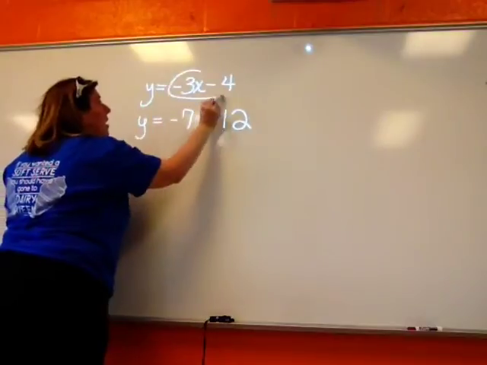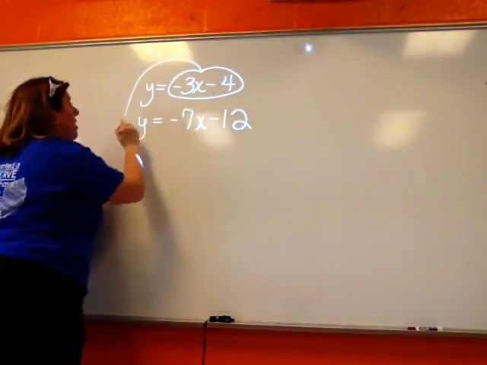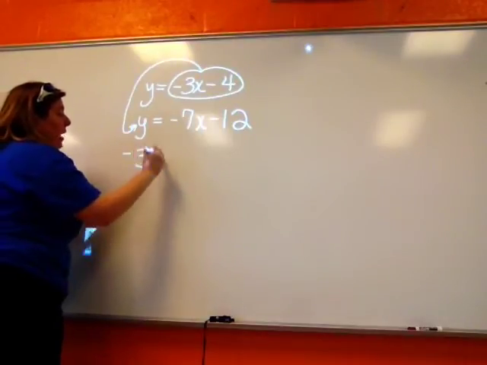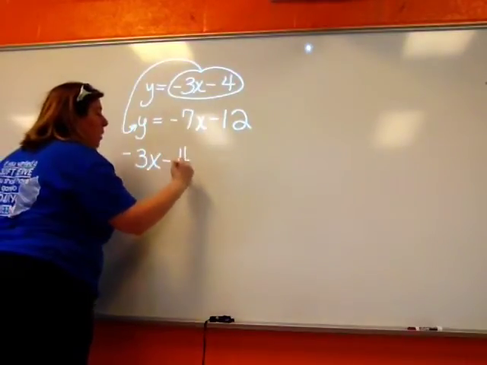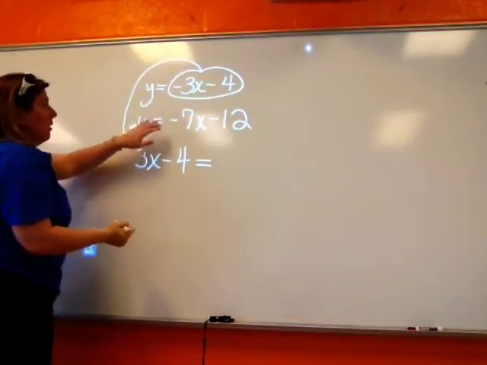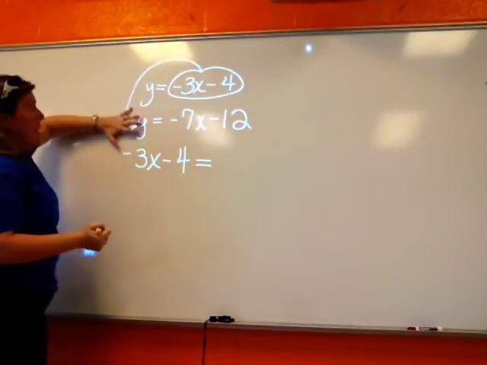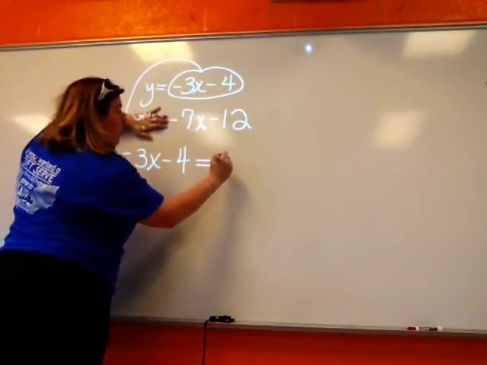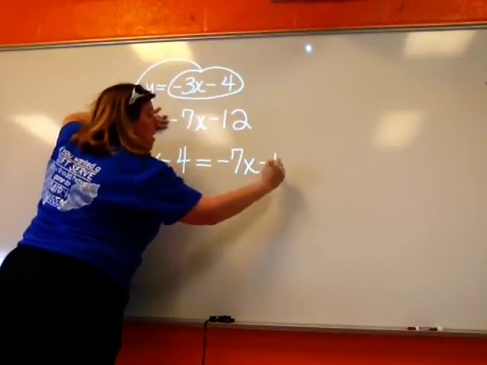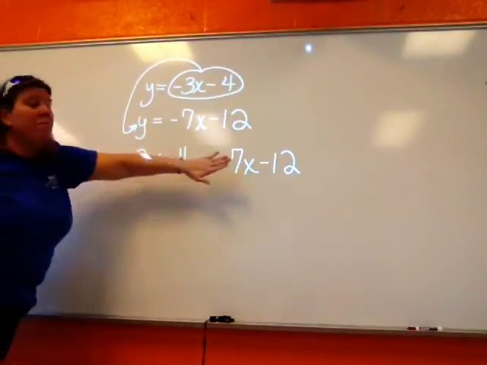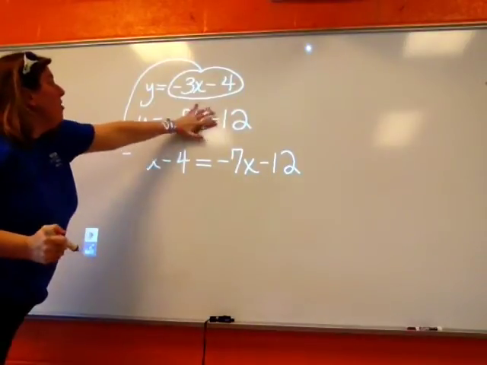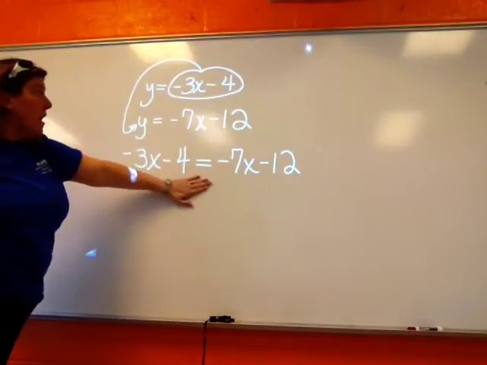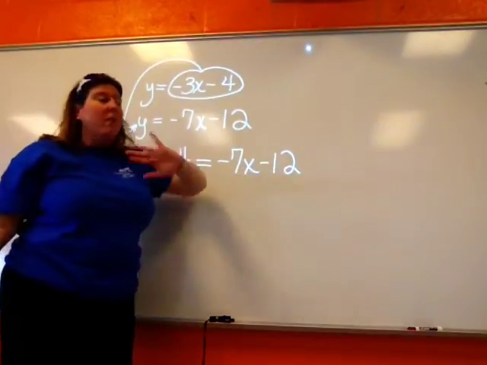So if I'm going to take this and replace it right there, I'm going to have negative 3x minus 4 is now equal, because I'm taking this whole thing and putting it right here for y, to whatever y equals, which is negative 7x minus 12. So now I have those both equal to each other. I could have taken this one and put it up here, and it would have been negative 7x minus 12 is equal to negative 3x minus 4, and that would have been the same thing.